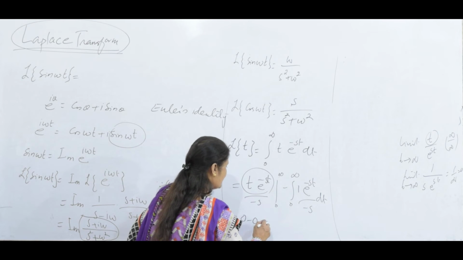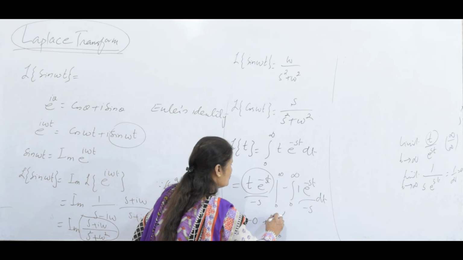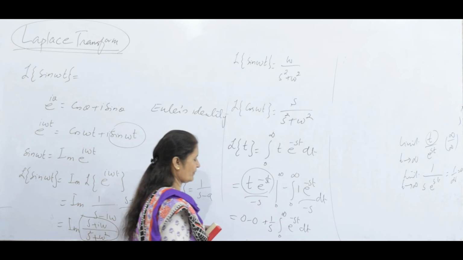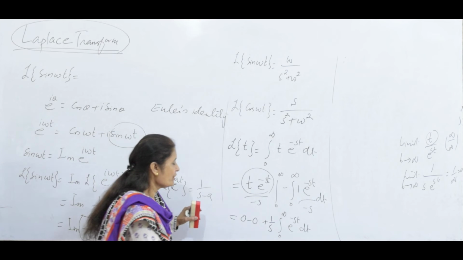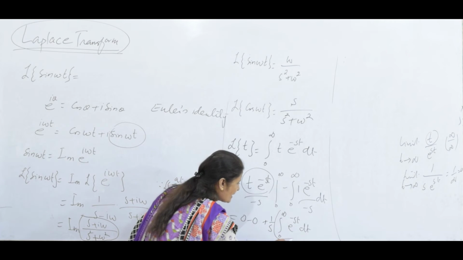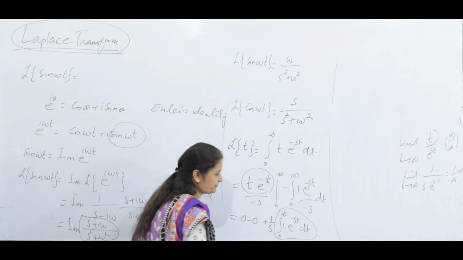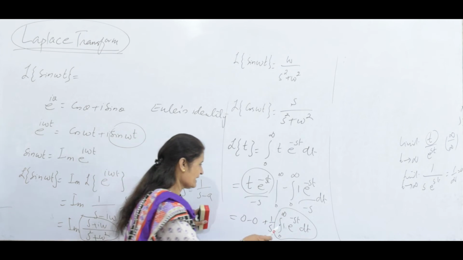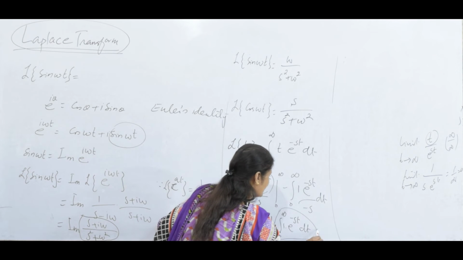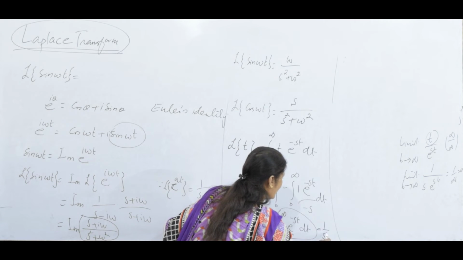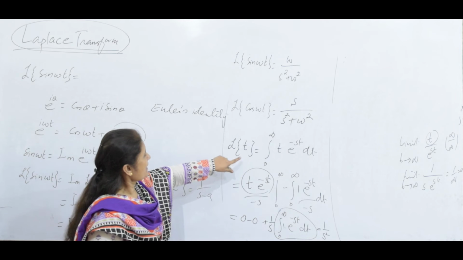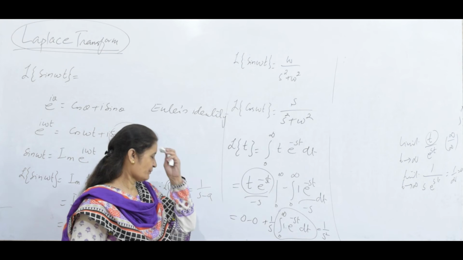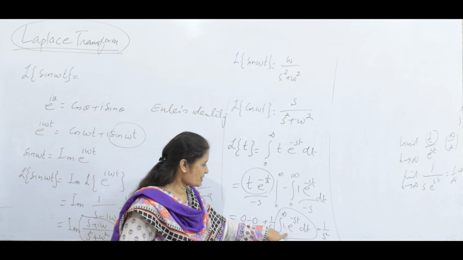What remains is plus 1 over s times the integral from 0 to infinity of e^(-st) dt. This is the Laplace transform of 1, which is 1 over s. So 1 over s times 1 over s is 1 over s square. The Laplace transform of t is 1 over s square.